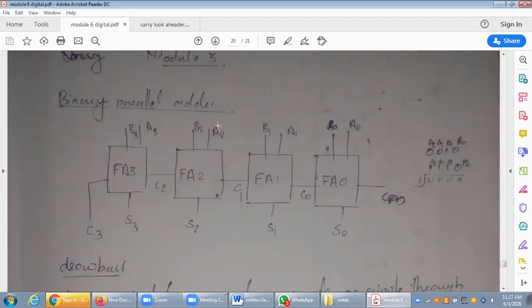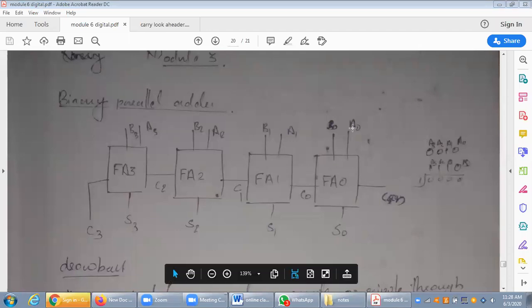A is one 4-bit binary number, B is another 4-bit binary number. The 4 bits mean A0, A1, A2, A3, and B0, B1, B2, B3 is the other 4-bit number. These two 4-bit numbers are added using separate full adders. Full adder means we'll get sum and carry.